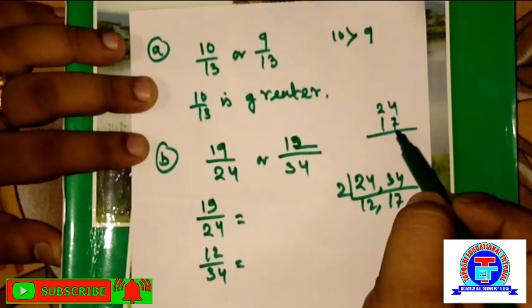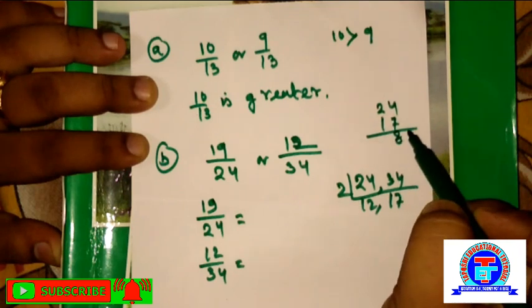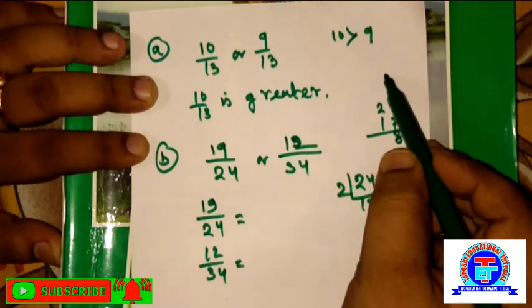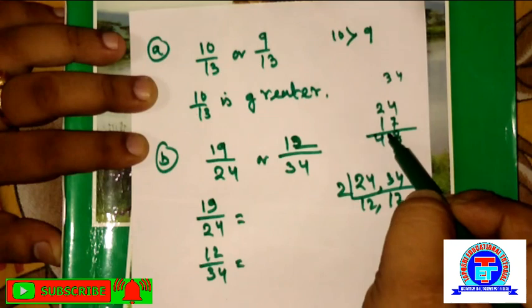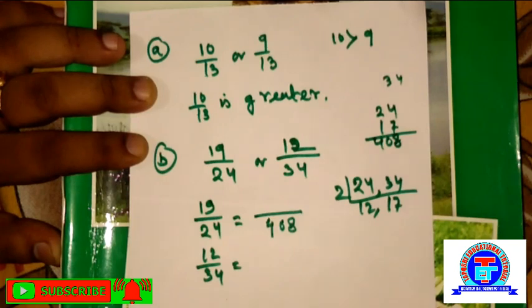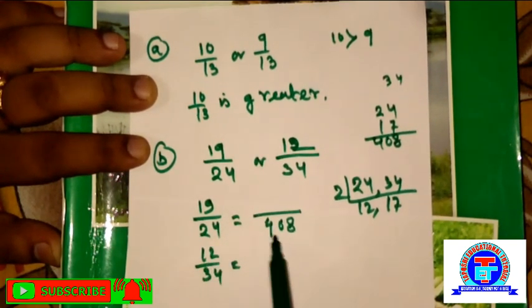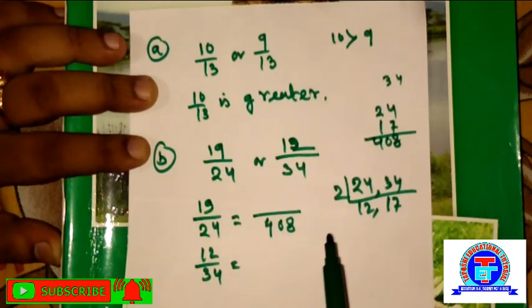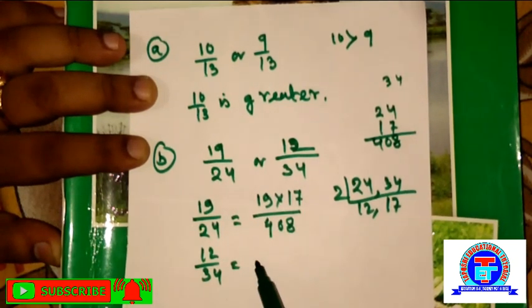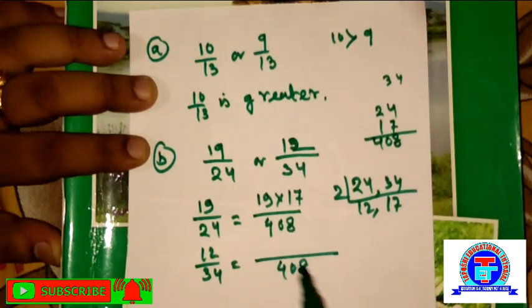So this one became 68, 6 is the carry. Now this one 34 and 6, 40. So the LCM became 408, right? Now if I divide 408 by this denominator 24, it will become 17. So 19 into 17 over 408, and this one 12 into 12, right?